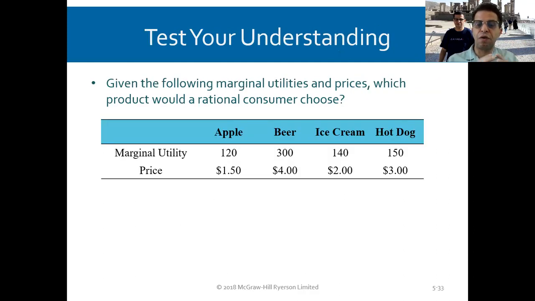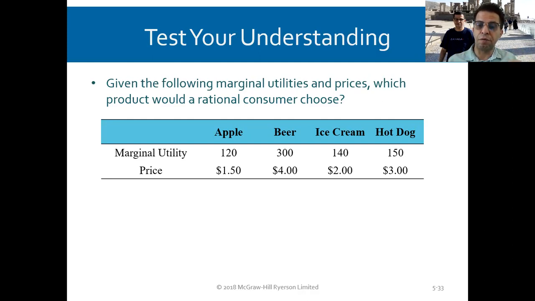Given the following marginal utilities and prices, which product would a rational consumer choose? Now we have a beer, apple, ice cream, hot dog. In the earlier example, we had chocolate and chips. Here, the marginal utility of apple is 120, but the price is $1.50. On the other hand, the marginal utility is way higher for the beer, but the price is $4. The ice cream is higher than apple, but $2, and the hot dog is also higher than apple, but it's $3. Looking at the marginal utility, you would choose the beer.